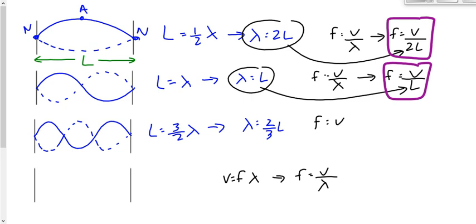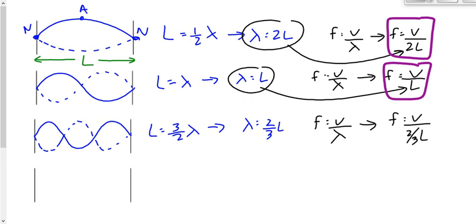f is equal to v over lambda, which, if we sub in 2/3 L for lambda, then we get v over 2/3 L. I don't like that, though. That's kind of a little bit messy. So let's just simplify that a little bit. We end up getting v over 2/3 L. Dividing by 2/3 is the same as multiplying by 3/2.